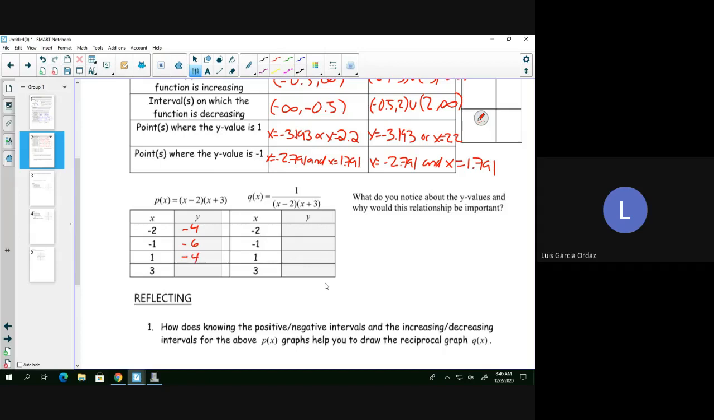And how about x is equal to 3? 6. All right, now because it's the reciprocal, if we sub in the same x values, what do you think our y values are just going to give back? So 1 over negative 4, negative 1 over 6, negative 1 over 4, and positive 1 over 6.